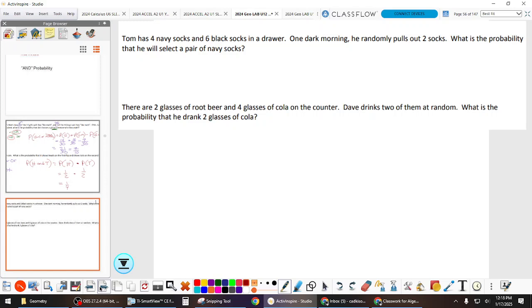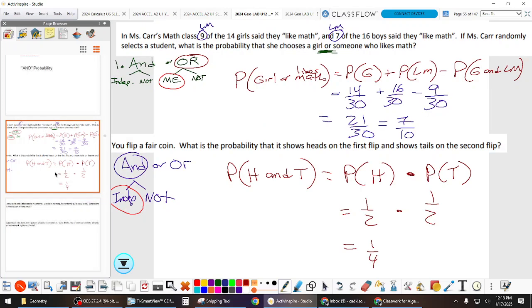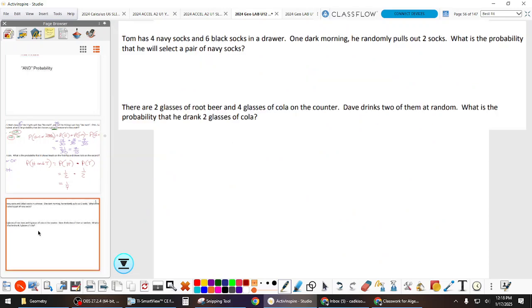Do you hear the difference in the wording? What is it? Okay, that's different, right? Before, it was more explicit in saying first and second. A girl or likes math. It was very clear. The or ones usually are, honestly, but sometimes the and ones, like I told you yesterday, are not. So is this or and?